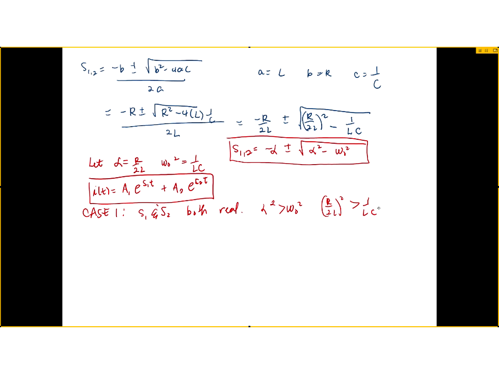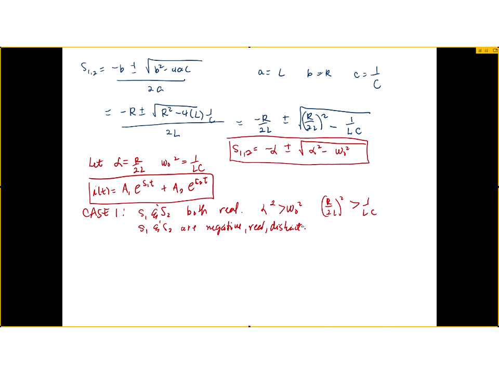What happens when that is the case? Okay, when alpha squared is bigger than omega naught squared, the roots are real, and not only are they real, but both S1 and S2 are negative real numbers. Negative, real, and distinct.